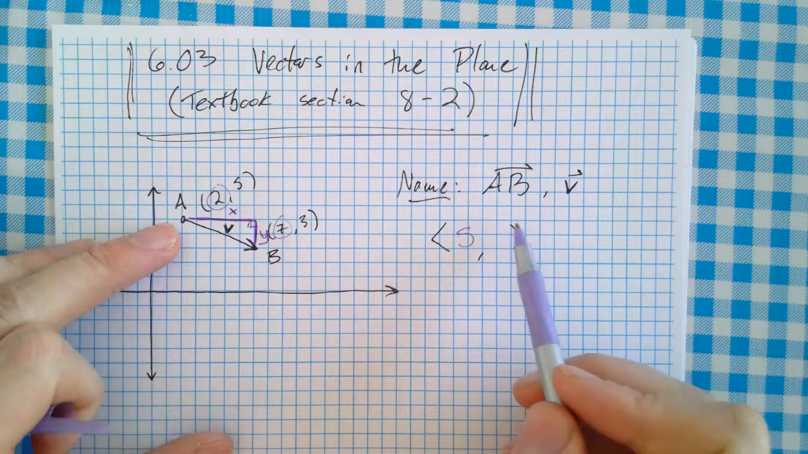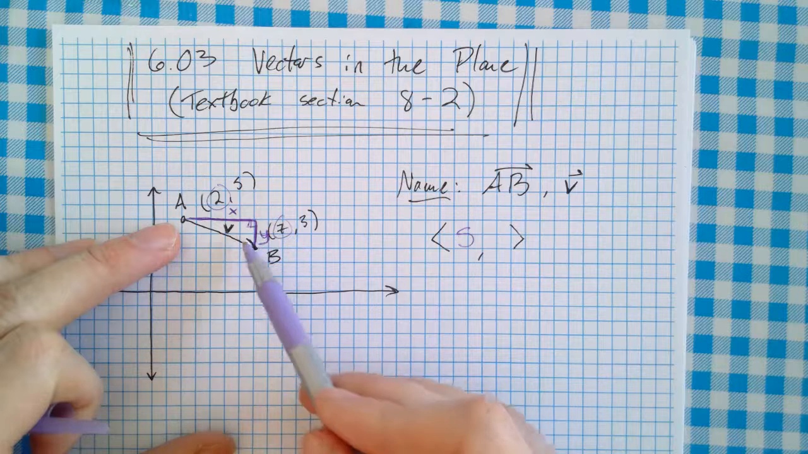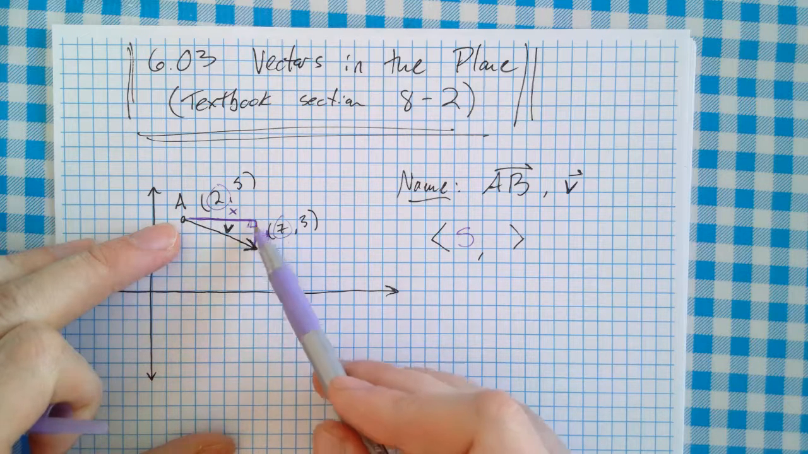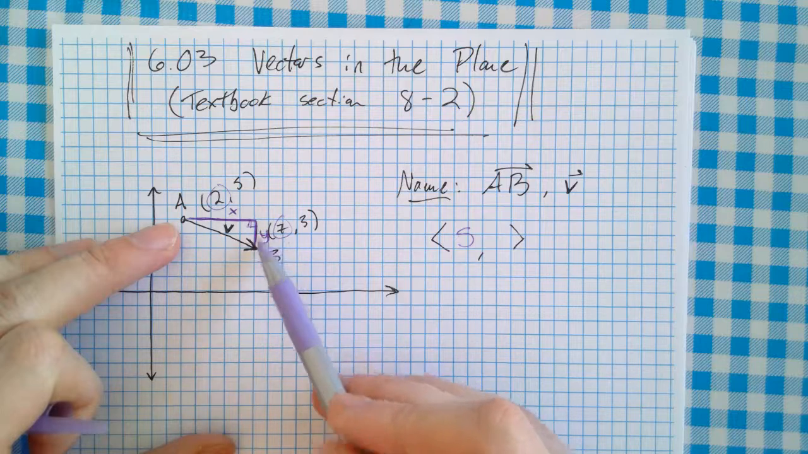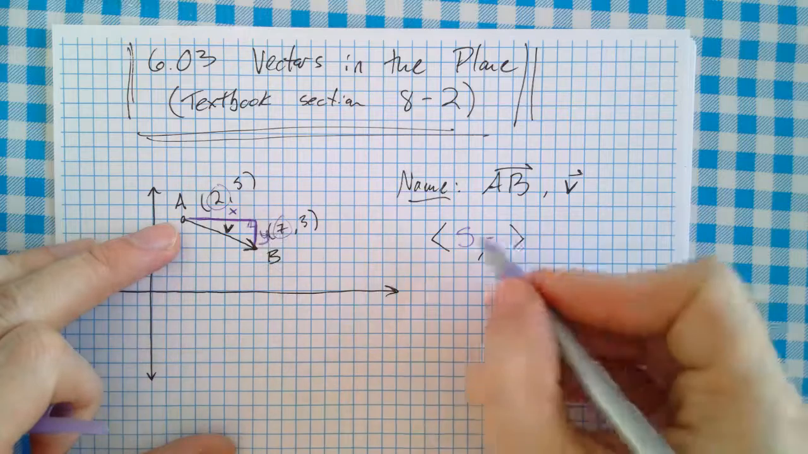Now, will the y value be positive or negative? Well, the y direction is negative. Notice how my vector is moving down. Vertically, it is moving down. So the vertical or y component is going to be negative. Negative what? Well, the difference between 5 and 3 is 2.